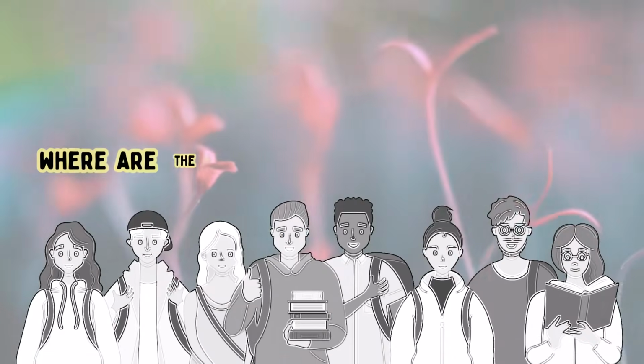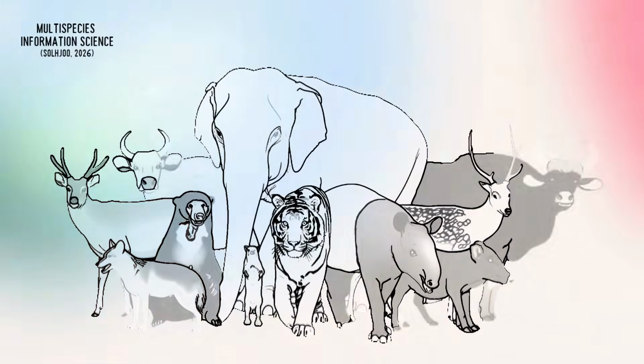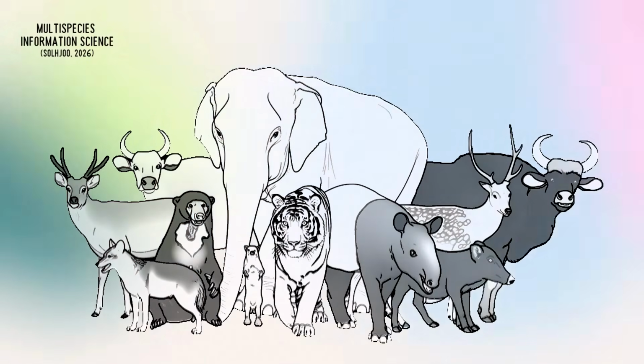As well, we critically reflect. Where are the animals in information science? This leads us into the multispecies movement and a greater appreciation for the more-than-human world.